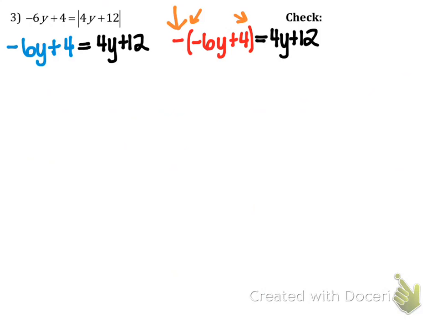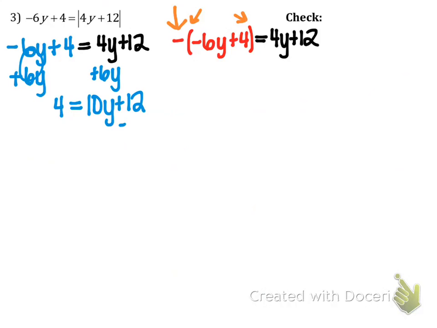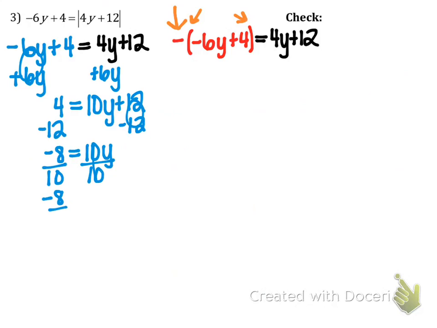So let's continue. I'm going to start solving for y. I'm going to zero out -6y plus 6y, and I will be left with 4 is equal to 10y plus 12. I'll zero out 12, and I have -8 is equal to 10y divided by 10. That one's out, and I have -8/10 is equal to y. But as we know, that's not a simplified fraction, so we'll divide the numerator and denominator by 2 to get our simplified fraction of -4/5.